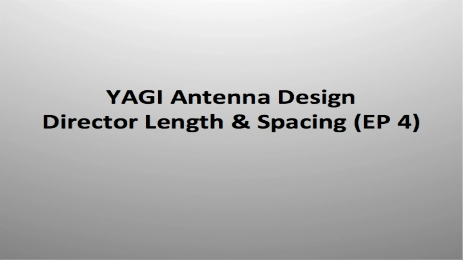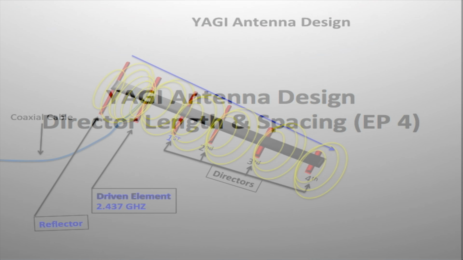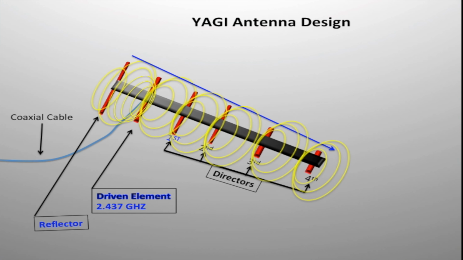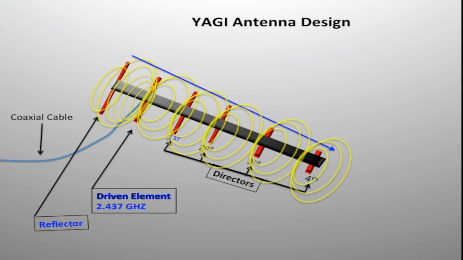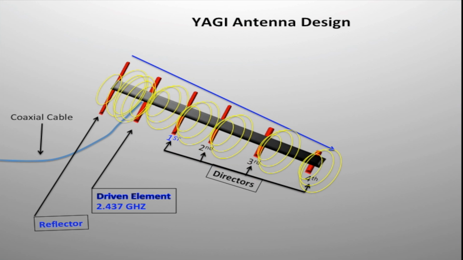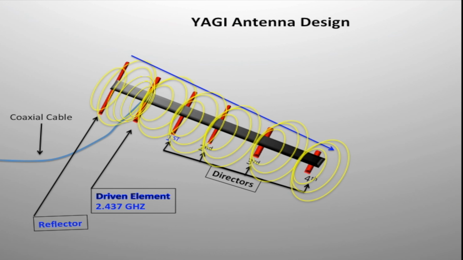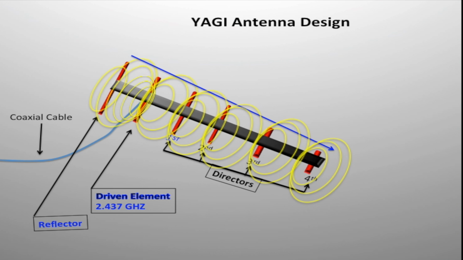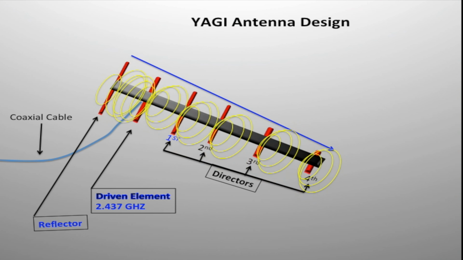In this episode, we're going to cover the part of the Yagi antenna that actually gives us gain, the director elements. We'll calculate the length of each director, explain why they get shorter, and then look at the spacing between the driven element and each director. By the end of this video, you'll know exactly how to design a 4-director Yagi, not by guessing, but by understanding what's happening.